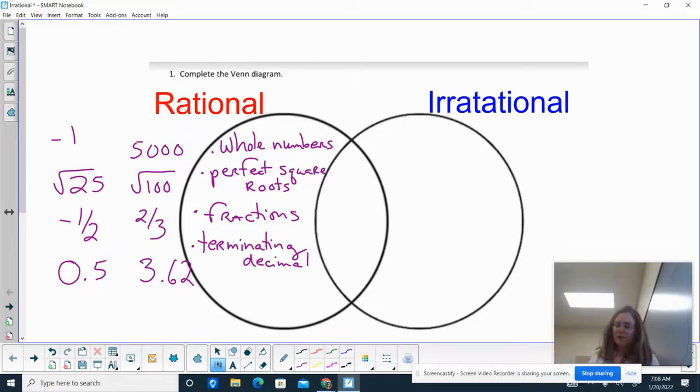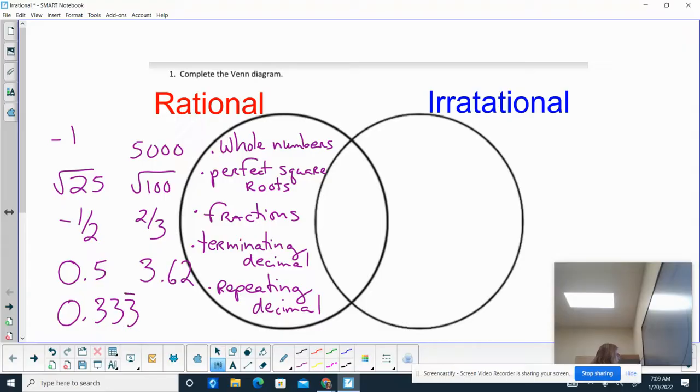Now, the last category is called a repeating decimal. So a repeating decimal, I'll give you some examples, would be something like 0.333, where the 3 keeps repeating. And you notice on my last 3, I put a line over the last number. That indicates that that number continues off into infinity. So that is a repeating decimal.